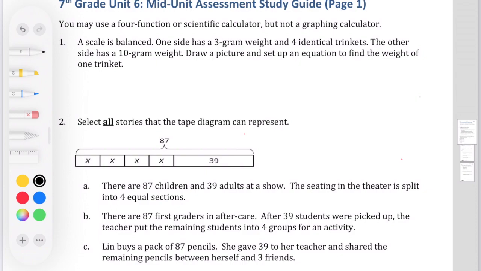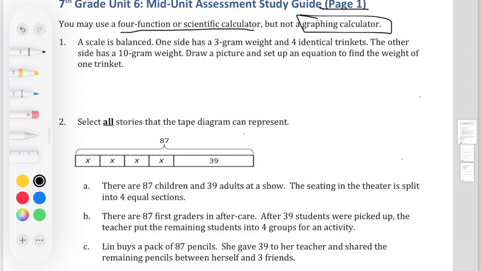All right, we're on our Unit 6 Mid-Unit Assessment Study Guide, page 1. You may use a four-function or scientific calculator on this, but not a graphing calculator, all right? Before we go over number 1, we have 3 pages and 7 questions that help us prepare for this test that we're going to be having in the middle of Unit 6.